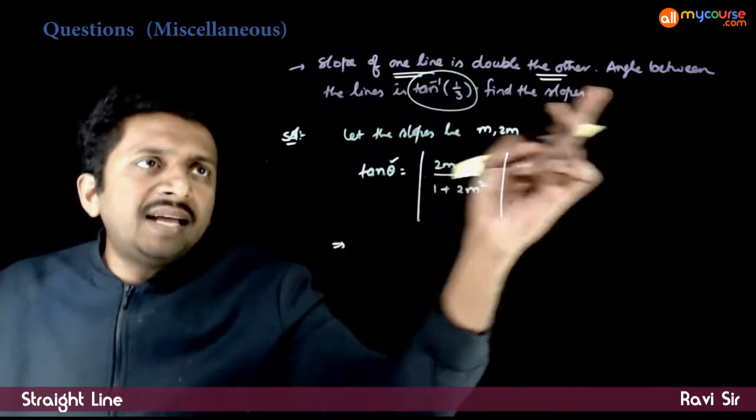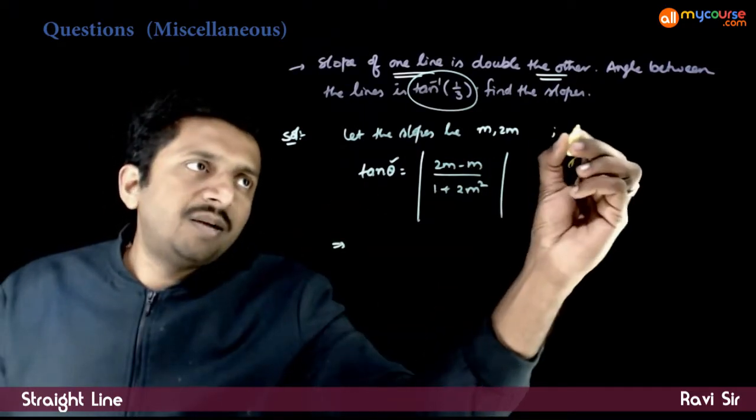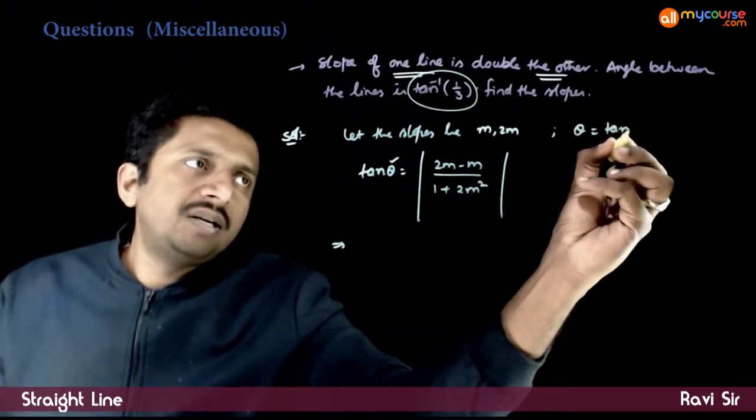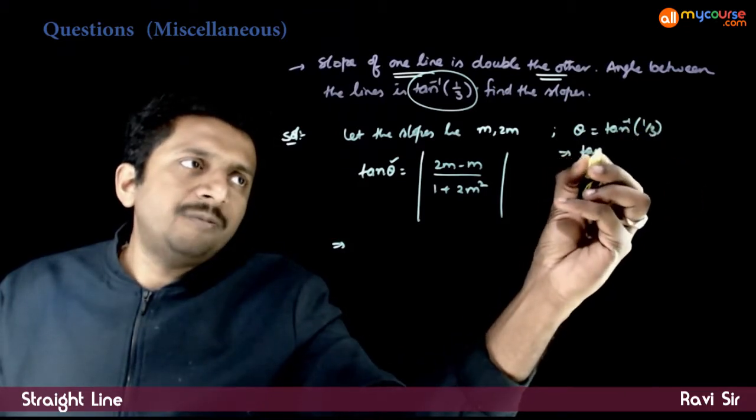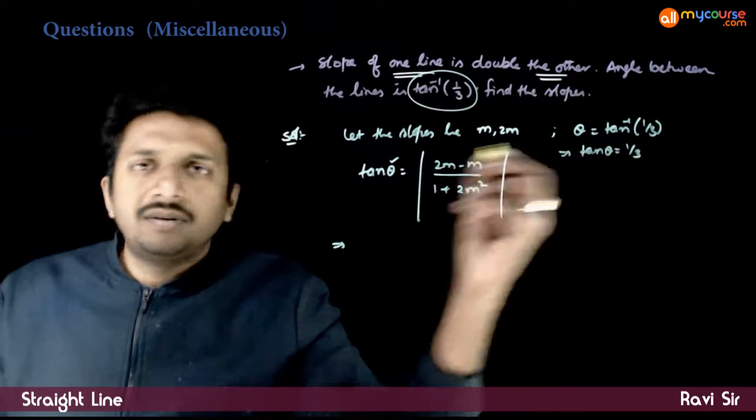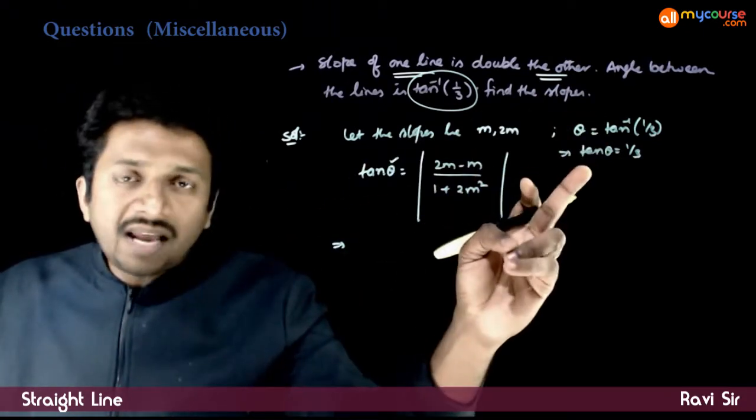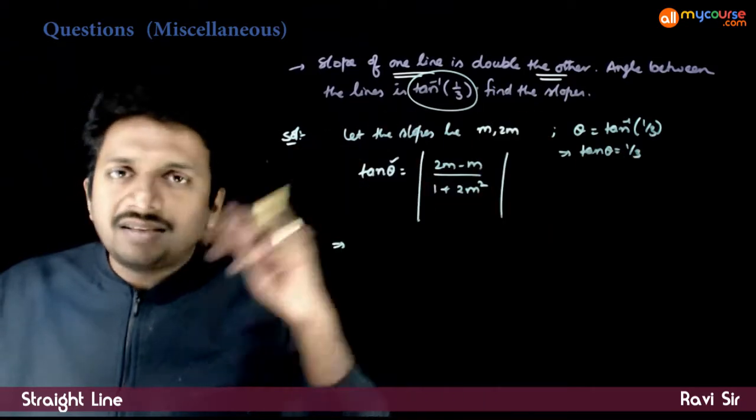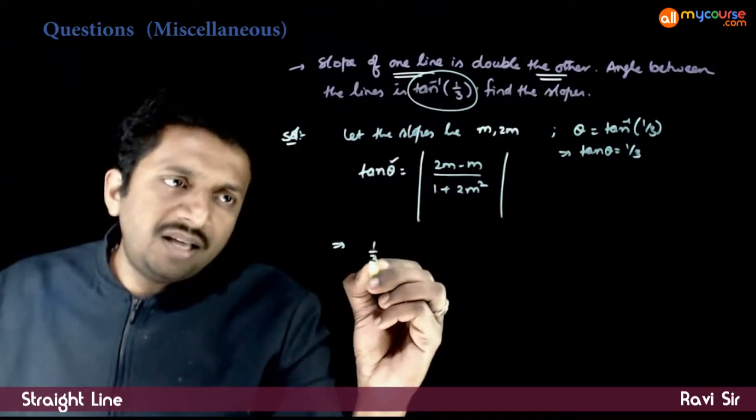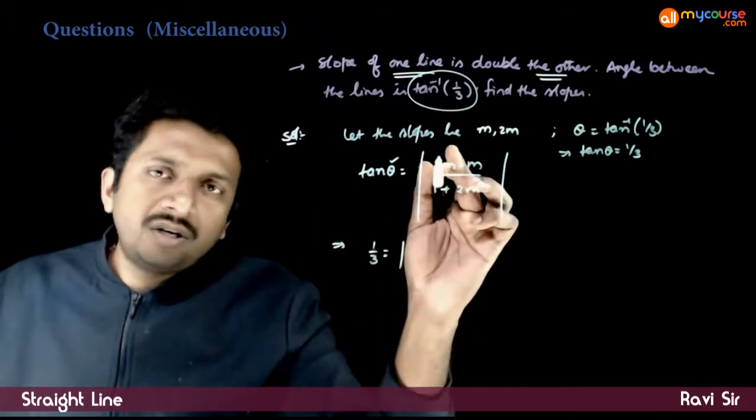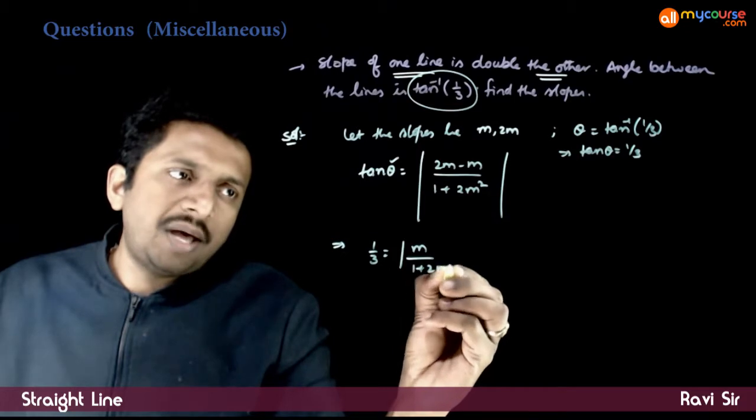And the angle between the lines is given as tan inverse of 1 by 3. That means theta is equal to tan inverse of 1 by 3. So what is tan theta? Tan theta has to be equal to 1 by 3. So the tan of the acute angle between the lines is equal to 1 by 3. So 1 by 3 is equal to mod of (2m minus m), that is m, by (1 plus 2m square).